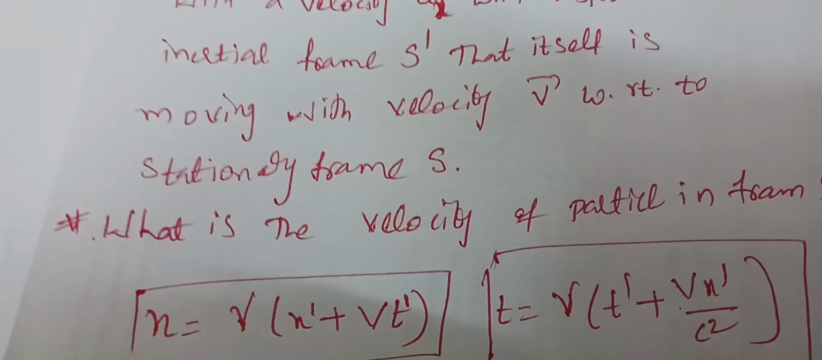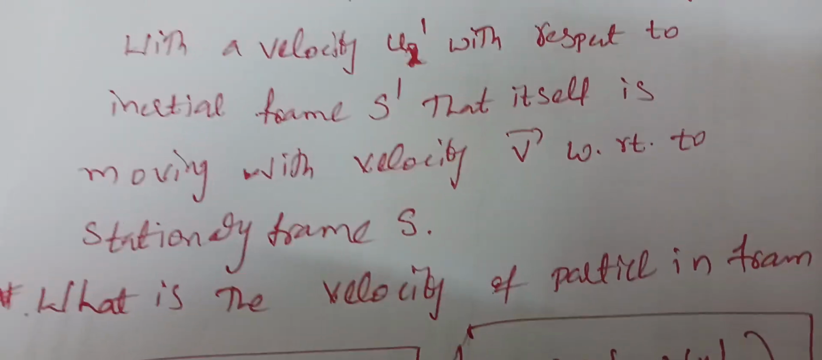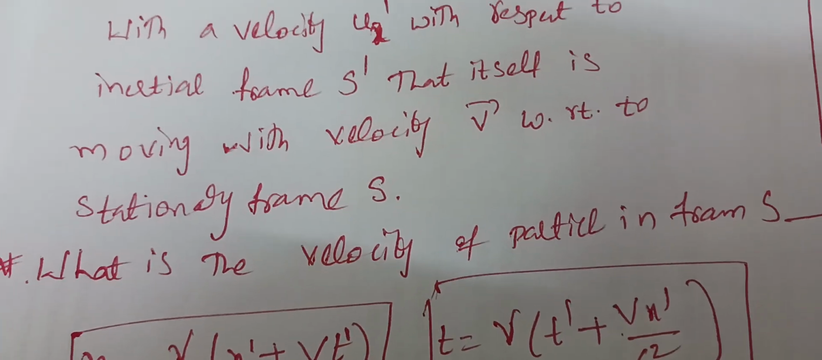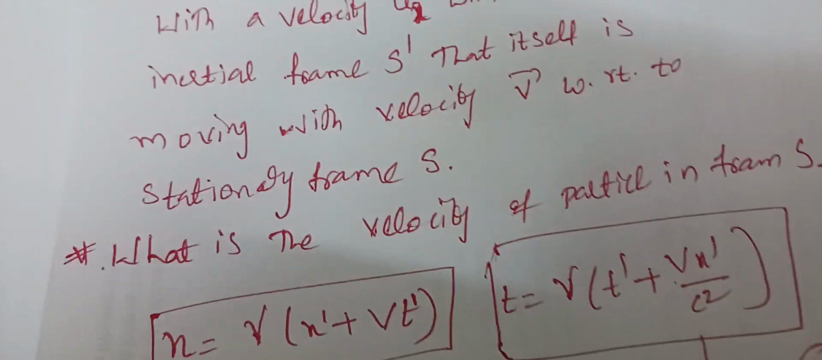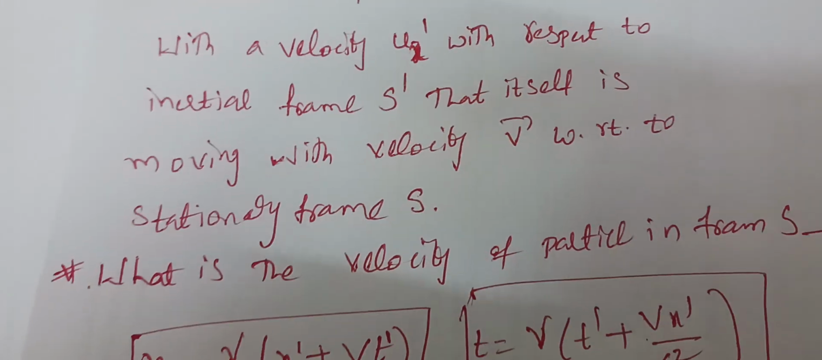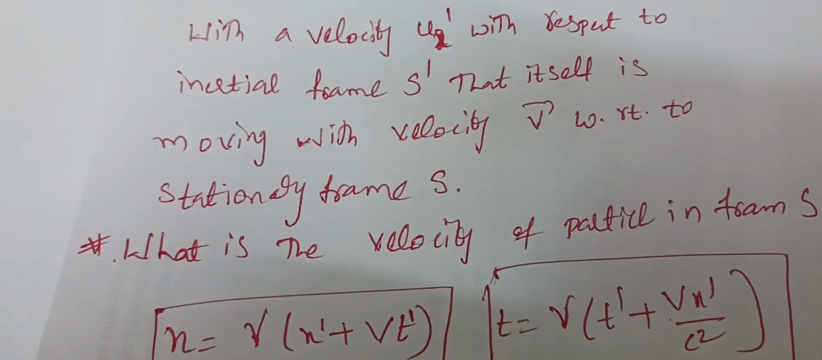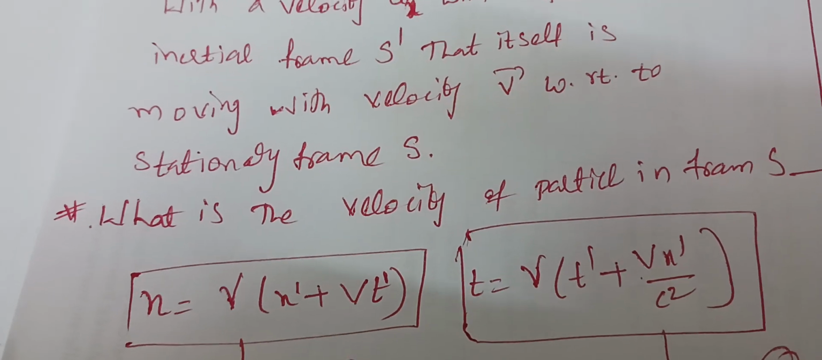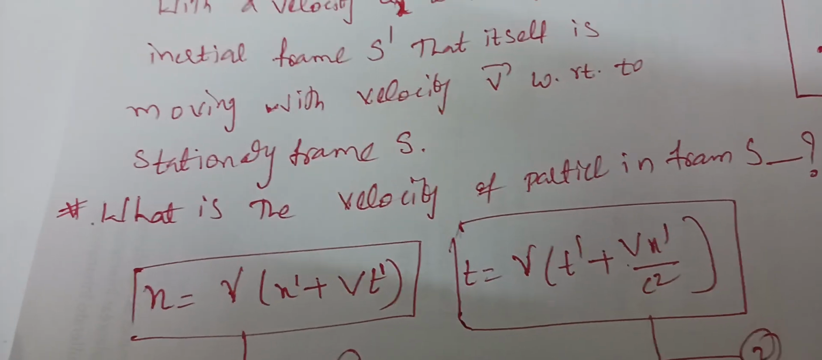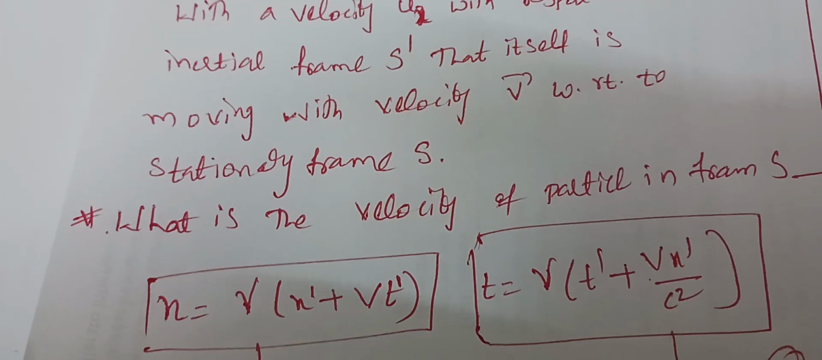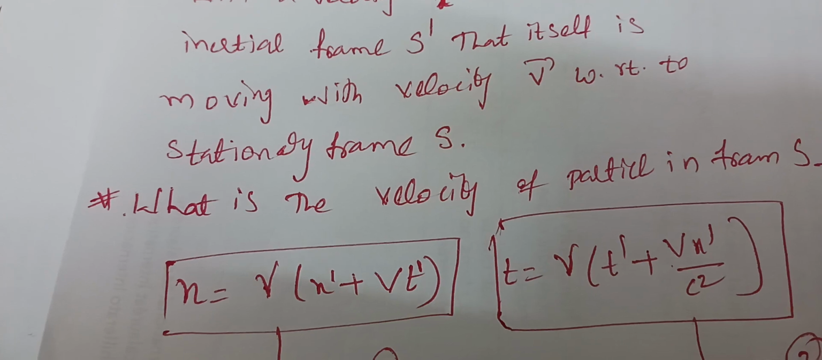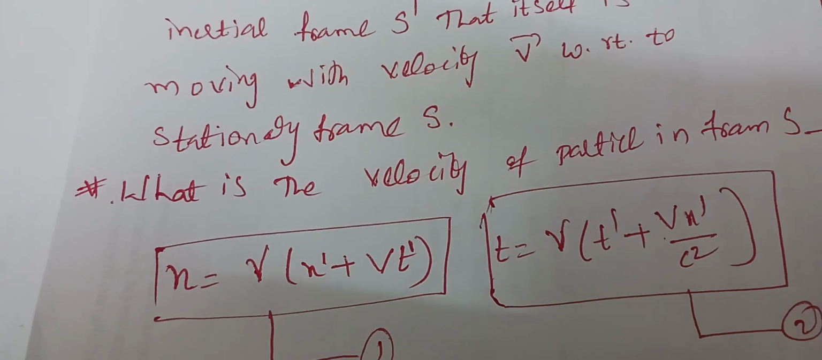Now how do we measure the velocity of the particle in frame S, given the velocity ux dash in the S dash frame? We need to find out the velocity in the S frame, so we need to link two equations. We need to understand how, by linking them, we add the velocities here.